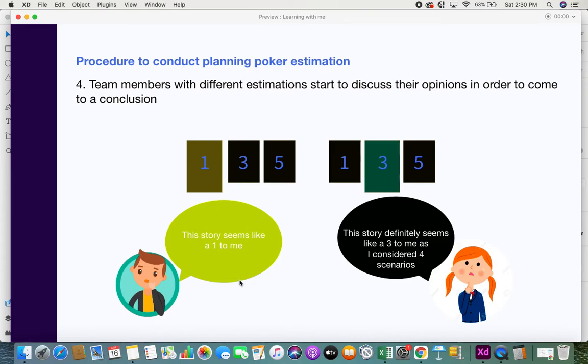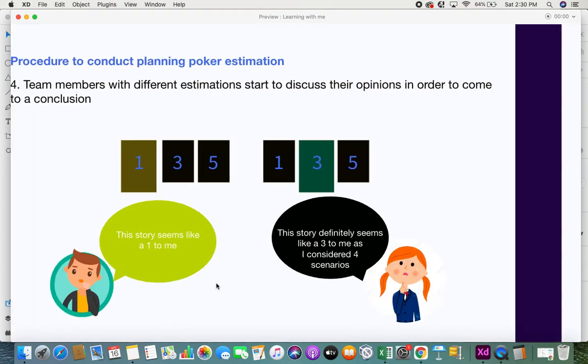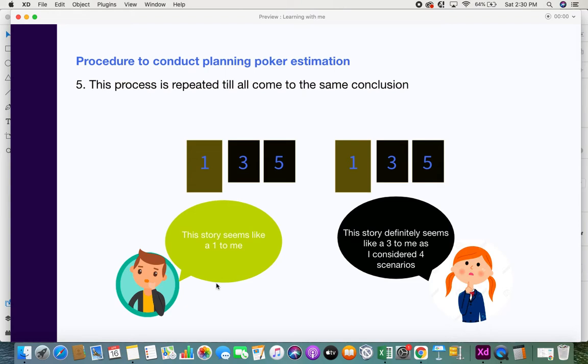So let's say here, the story seems like a 1 point to me, but this story definitely seems like a 3 point to me as I considered four scenarios. Maybe some people on your team would not have considered some scenarios, which made them estimate it with a lower point. So after this discussion, they would all come to a consensus saying that, okay, yes, it might be a 3 or it might be a 1 point. This process is repeated till all come to the same conclusion.